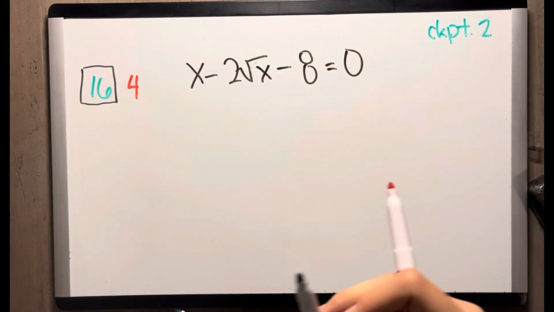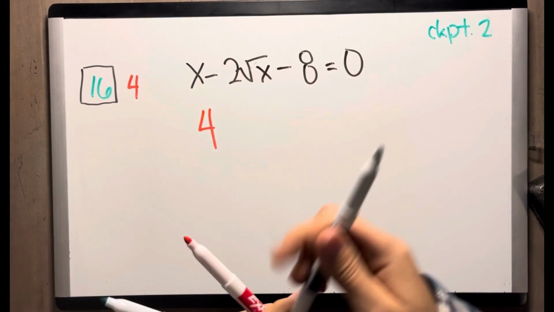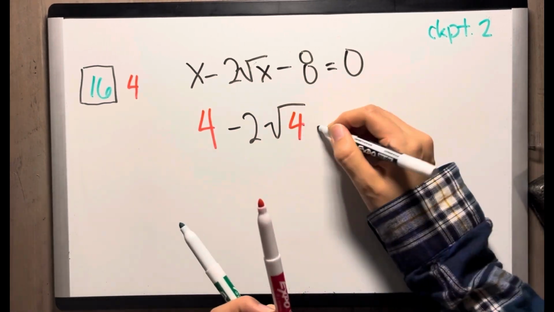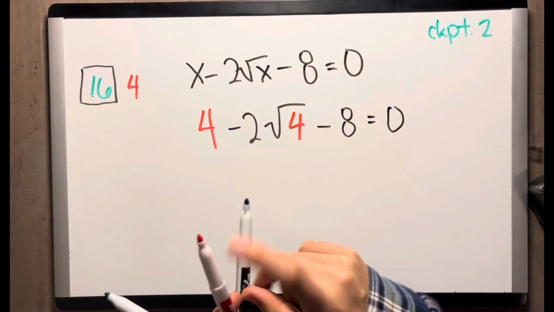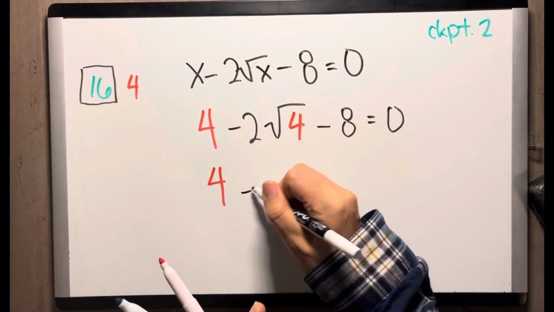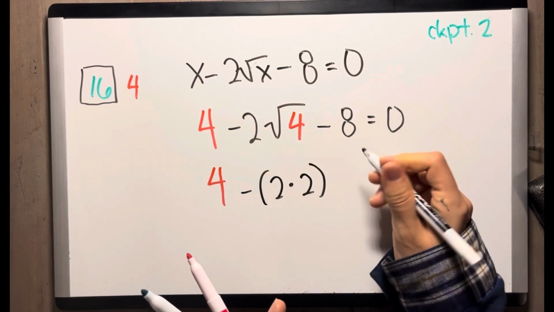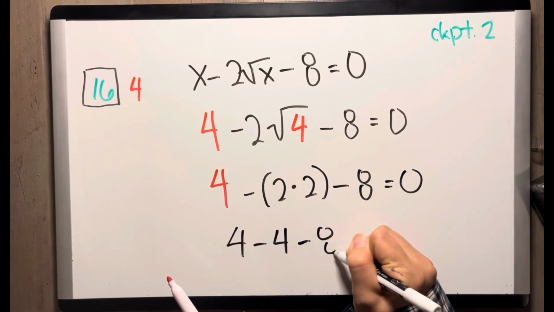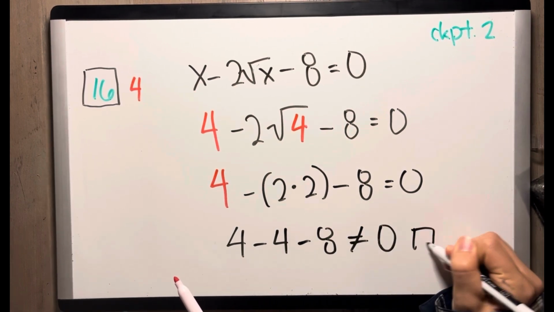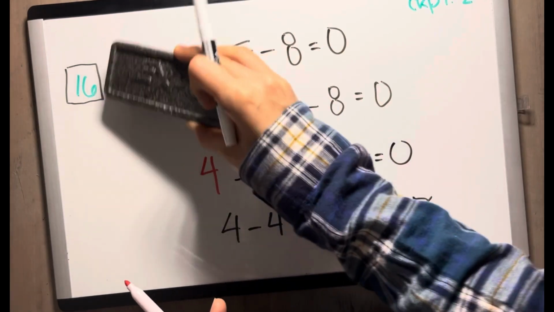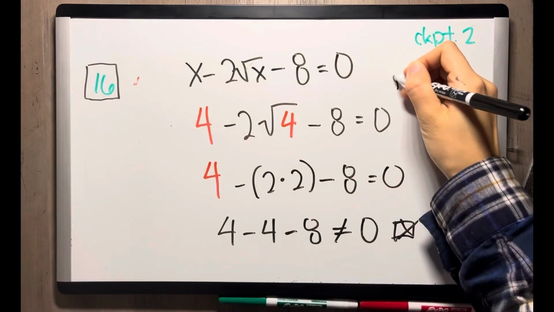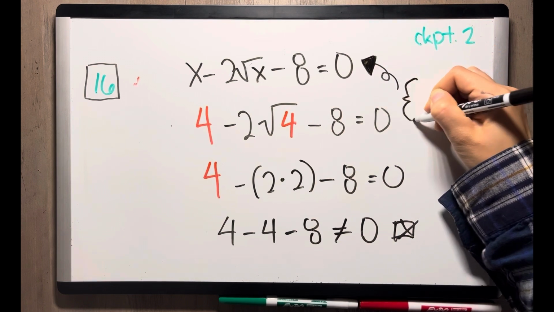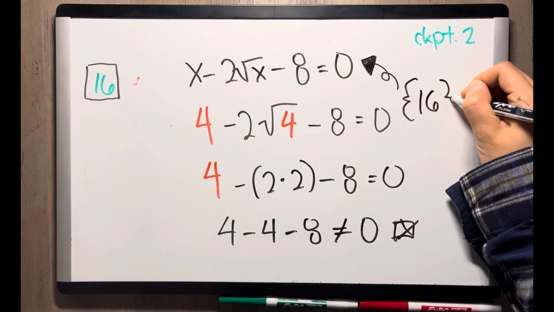Now let's check the other proposed solution, 4. Replace every x in the original equation with 4. Then solve. 4 minus 4 minus 8 does not equal 0. Therefore, 4 is not a solution to this equation. All values of x that make this equation true is 16, so the solution set is 16.